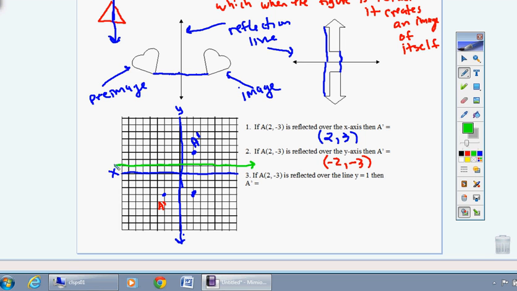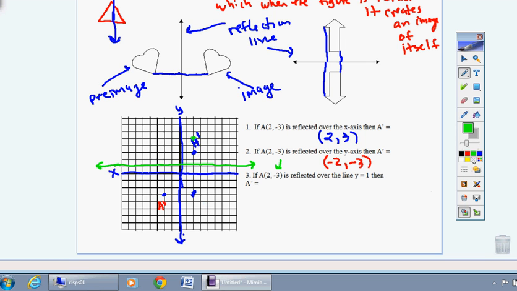So now, instead of reflecting it over the x-axis or over the y-axis, we're reflecting it over the line y equals 1. So again, I'm starting with 2, negative 3, because that's the point it tells me to start with. And if I'm reflecting it over this light green line here, the line y equals 1, I'm going to count the distance to that. So 1, 2, 3, 4. Then I have to go 4 points beyond that. So 1, 2, 3, 4. So that's where my new point would be.